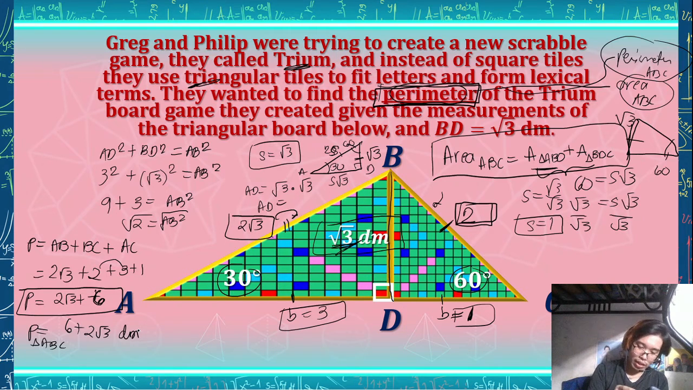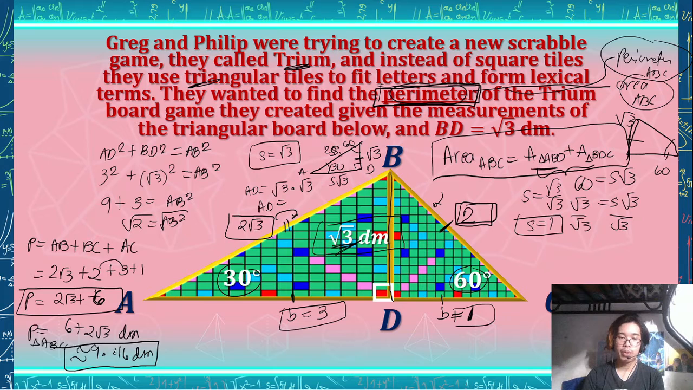Or if we try to convert that into decimal, that's going to be 9.46. So that's around 9.46 decimeters if we try to approximate the value of the perimeter. 9.46 decimeters for this one.